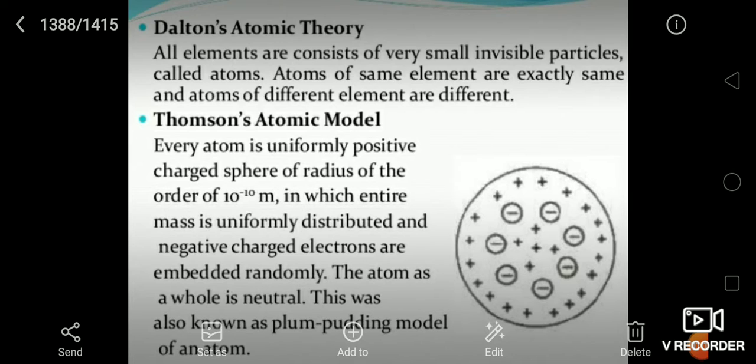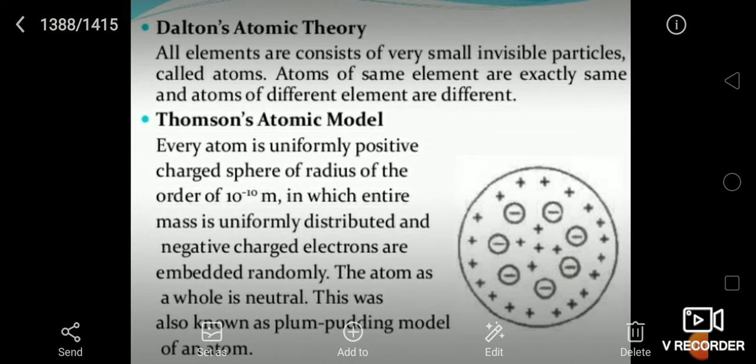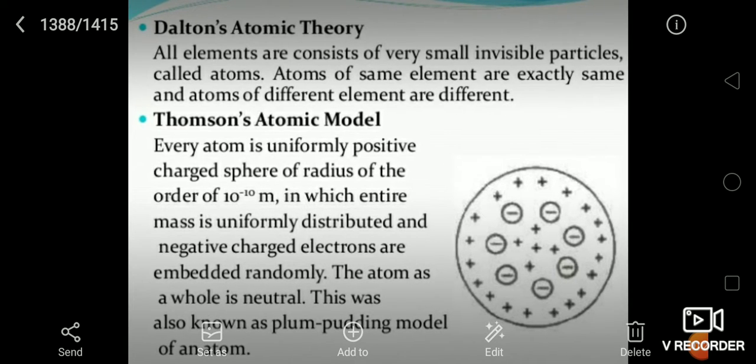Thomson's atomic model. Every atom is a uniformly positively charged sphere of radius of the order of 10 raised to power minus 10 meter, in which the entire mass is uniformly distributed and negatively charged electrons are embedded randomly. The atom as a whole is neutral. This was also known as the plum pudding model of an atom.